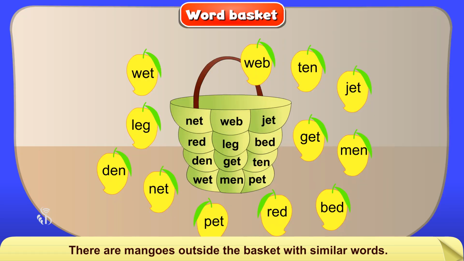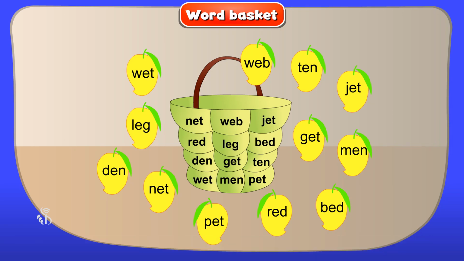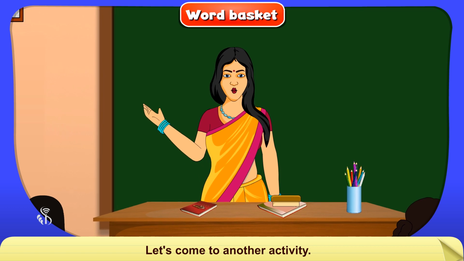There are mangoes outside the basket with similar words. Let's match the words. Pet, wet, web, ten, jet, leg, den, net, red, bed, get. Well done. Let's come to another activity.